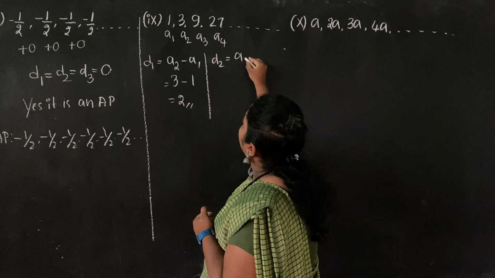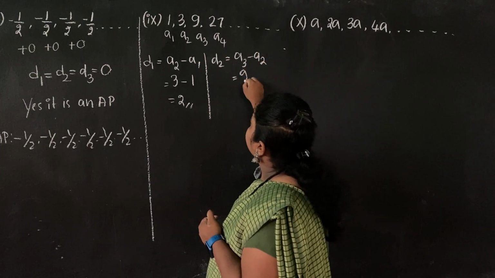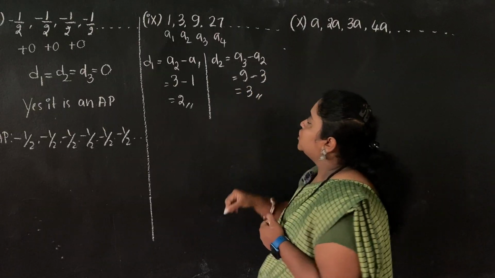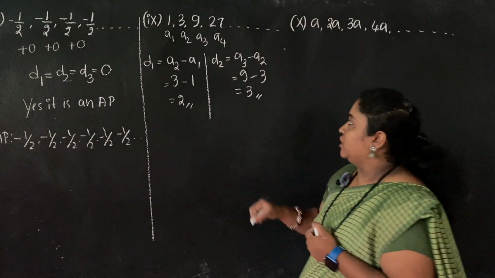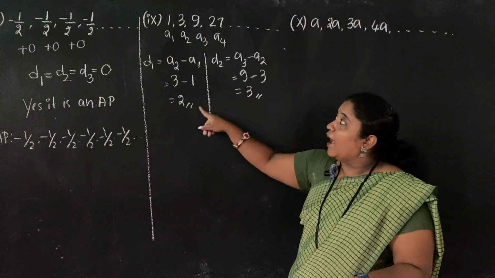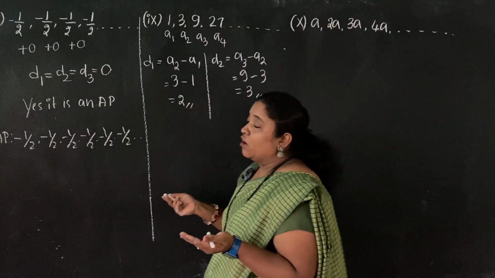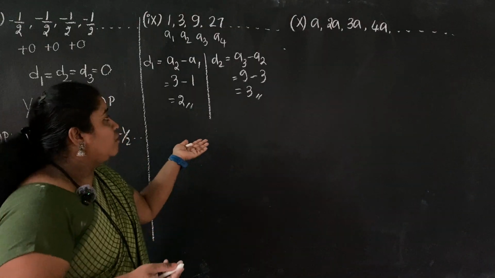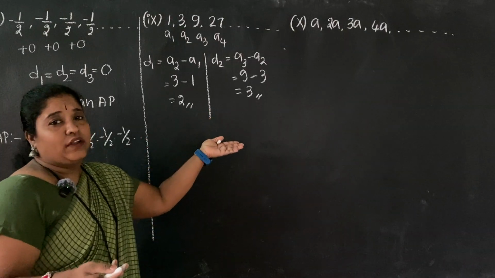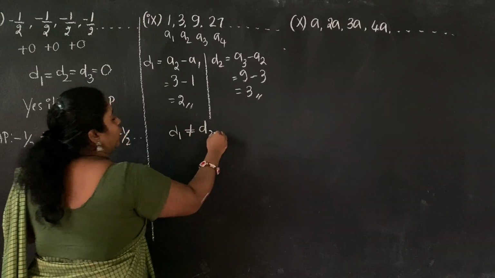Let me calculate D2, dears. D2 is equal to A3 minus A2. A3 is 9, A2 is 3. 9 minus 3 is how much? 3. So D2 I got is 3. Here you can take your own decision. I got this as 2 but this as 3. So D1 is not equal to D2, dears. You don't waste your time calculating the next value. Right here you conclude that it is not an AP. So I'll write here D1 is not equal to D2.